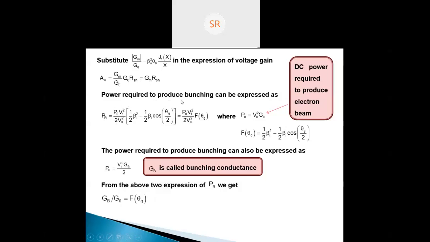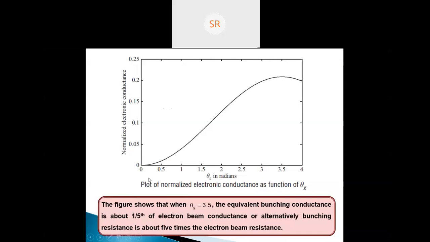We can consider that the power required to produce the bunching can be expressed in this expression of the power. Or we can say the power required to produce the bunching can also be expressed in terms of a bunching conductance. So PB here, and this ratio GB by G0. And this is nothing but the DC power required to produce the electron beam. Here we can say that is about the transit gap angle. And here we have the normalized electronic conductance. If that theta g, the gap angle here, changes, we can say the normalized electronic conductance increases.